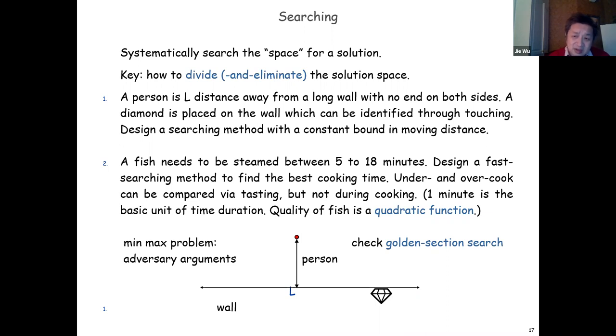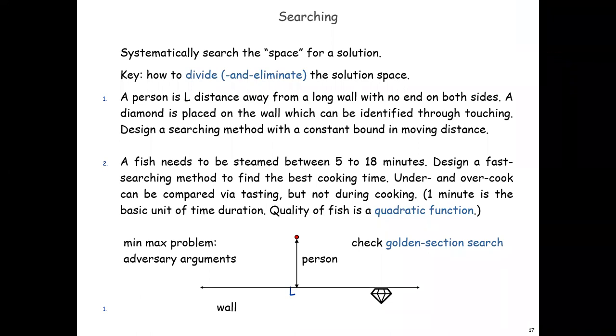So it turned out the best strategy is, if it's an integer, you follow the Fibonacci number sequence. But if you look at all real numbers, you don't really care about the precision. Actually, you care about precision, but it's a real number, could be any real number. Then you use the golden ratio sample. Golden ratio really means that if the length between undercooked and overcooked is, say, 18 minus 5, you consider this length as a unit, then the first sample should be 0.618, which is the golden ratio.